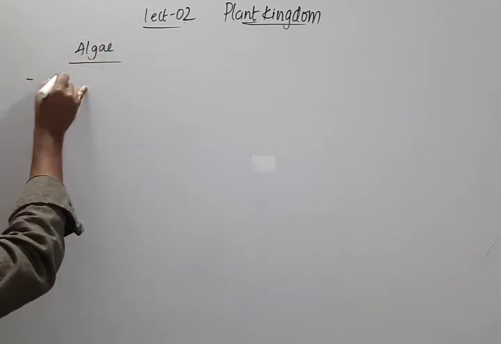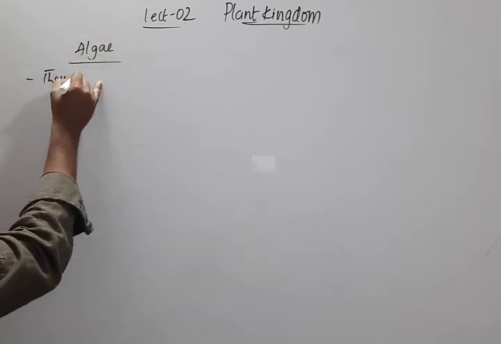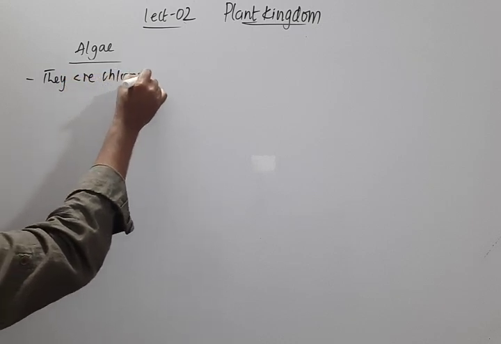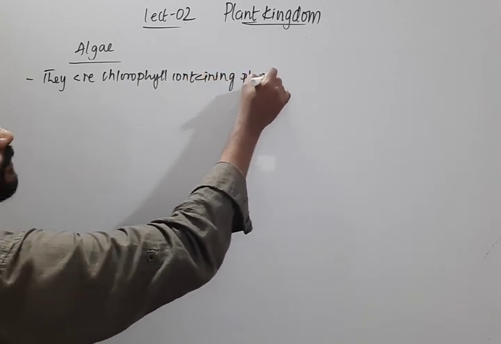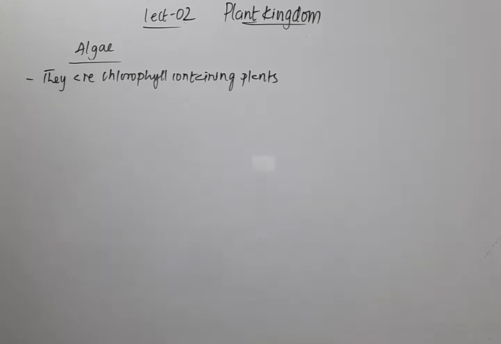So algae are chlorophyll containing plants. Of course, this chlorophyll is not only present in the algal group, but this pigment is present in bryophytes, pteridophytes, gymnosperms, and also in angiosperms. So all the plants will have chlorophyll. Of course, the type of chlorophyll molecules may change, that we'll discuss as we go on.